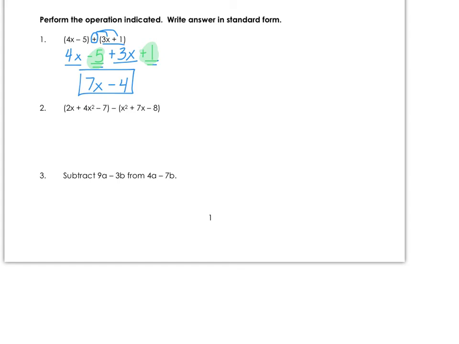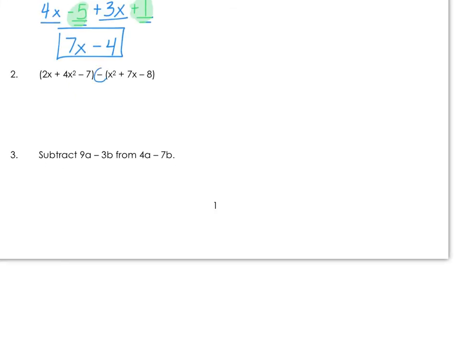So this next example, we have this subtraction sign here in front. So we have to make sure that that gets distributed to all three things in the next one. So you have to distribute that through. I'm just going to leave the first one as is. Even though it is not in standard form, I'll worry about that when I combine like terms. So I still have a 2x, I have plus 4x squared, I've got minus 7. But now we're going to distribute this negative, so I've got a negative x squared, I've got a negative 7x, and I have a positive 8 because negative 1 times negative 8 gives me a positive 8.